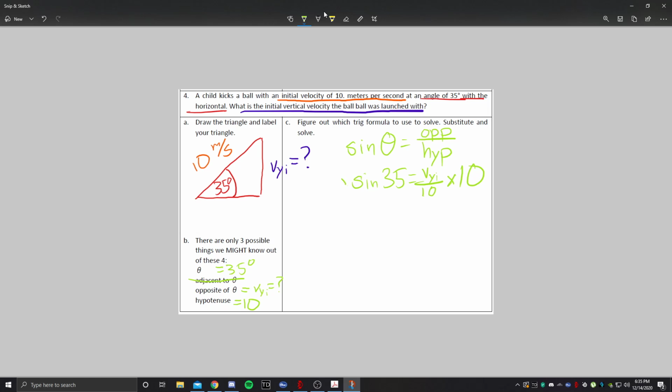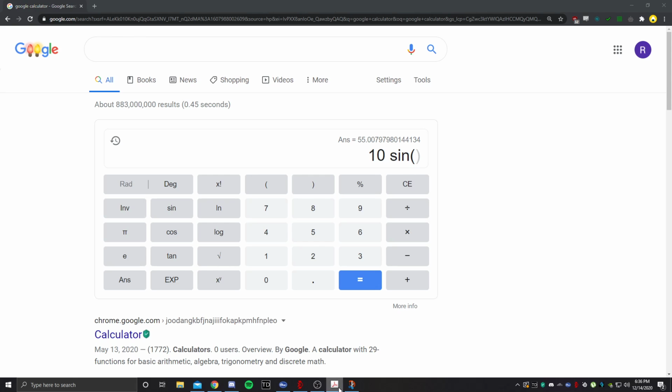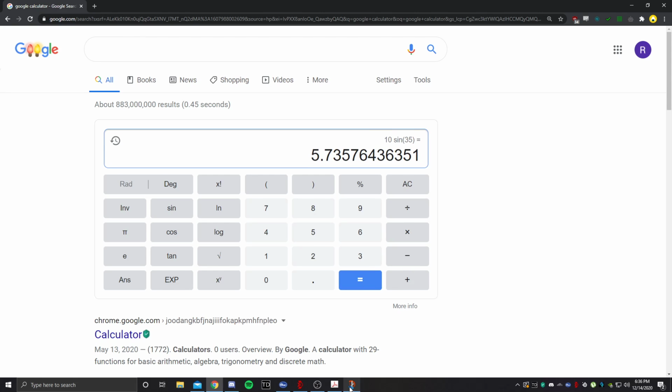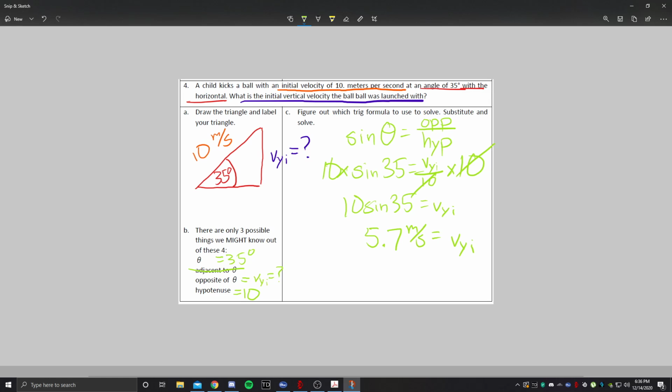So you multiply this by 10, because you want to get rid of that 10. Then you're left with 10 sine 35 is equal to v_yi. Then you plug it into your calculator: 10, make sure it's in degrees, sine 35, and you get 5.74, somewhere around there. Actually, I'm just going to write 5.7 meters per second. So that's your initial vertical velocity. Let's do a new one. Let's do number 5.